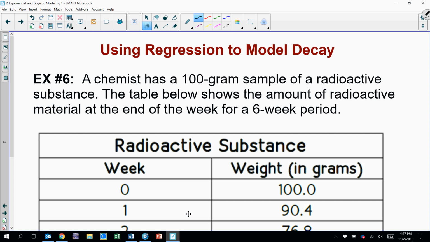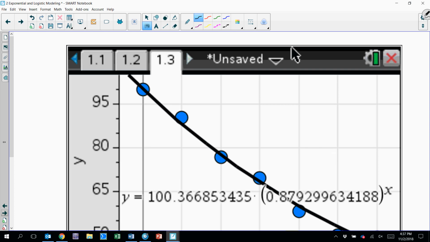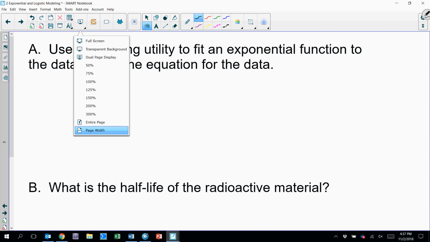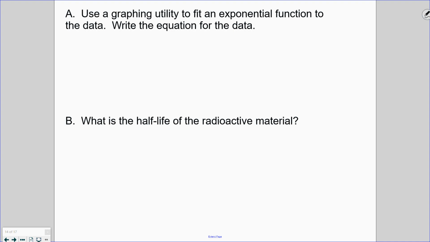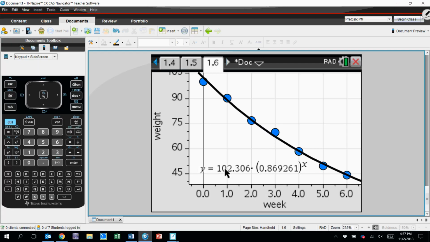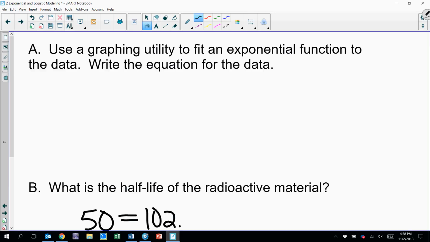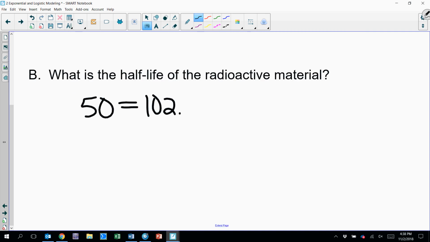So we're going to go back to our worksheet and look at the half-life of the material. So our equation, and then we're going to solve for the half-life. Well, if we started with 100 grams, that means our half-life is when we have 50 left. So this was 102 point, I've already forgotten, 102.306 and 0.869. So let's go back to this. Let's do it this way: 102.306 times 0.869 to the x, and we want to solve that.